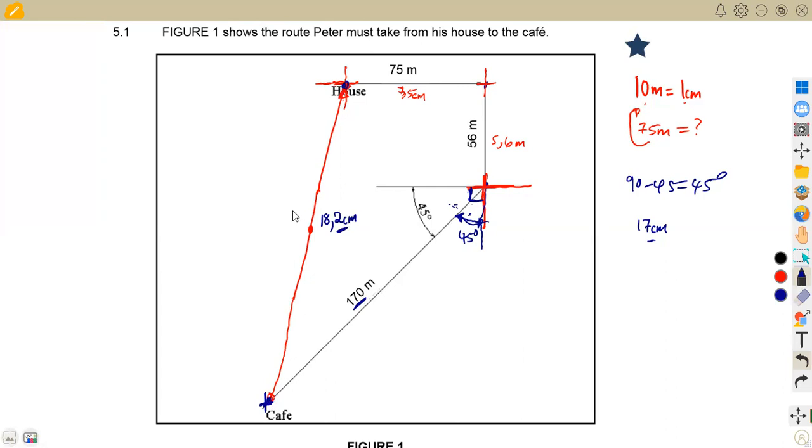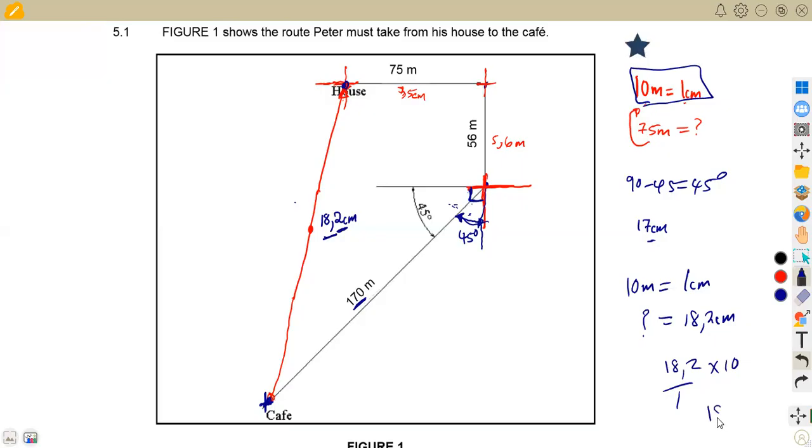This is your displacement. So the 18.2, you now get it back to the scale that you used to draw the diagram. Remember, it is 10 meters equal to 1 centimeter. So what about 18.2 centimeters? You convert this to meters. So you're going to obtain 18.2 over 1 times 10, which is 182 meters. So if you do this accurately, you are going to obtain this answer directly, which is 182.